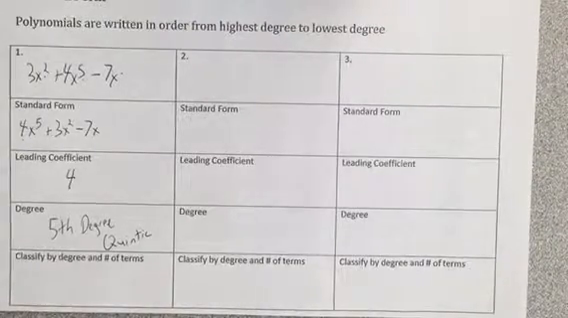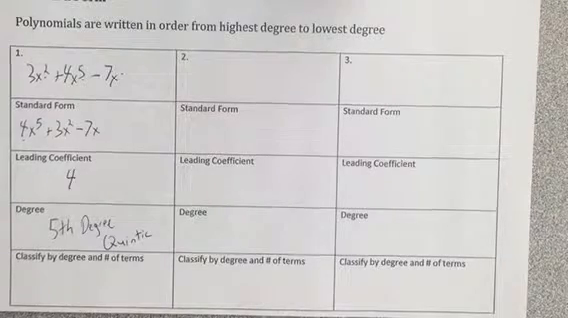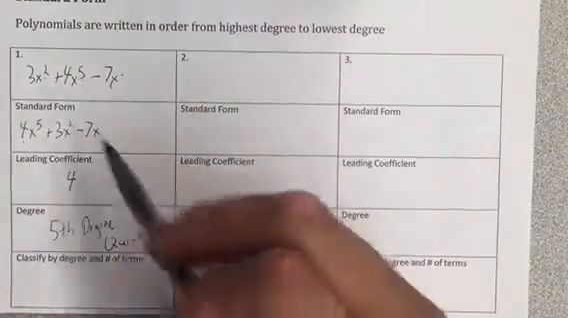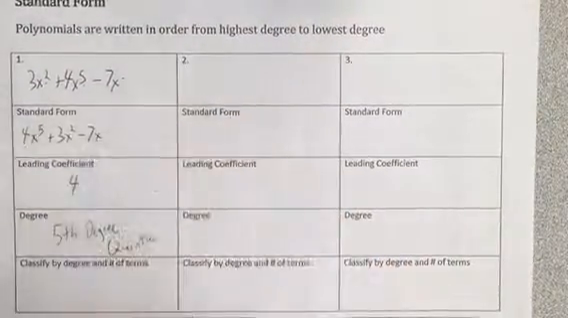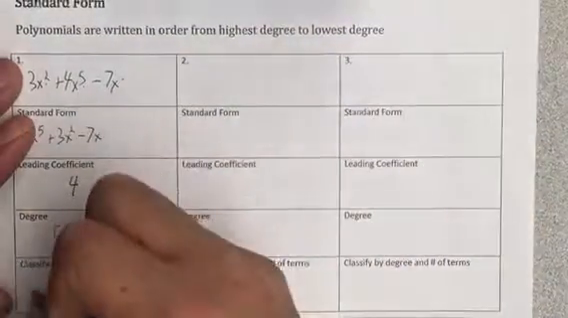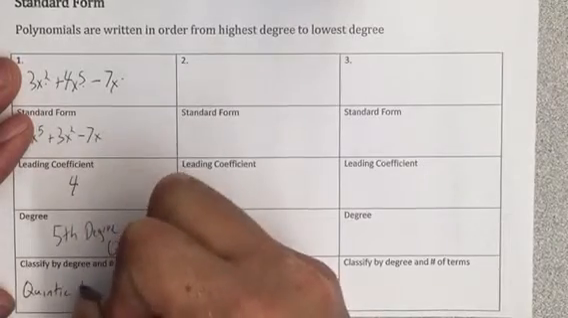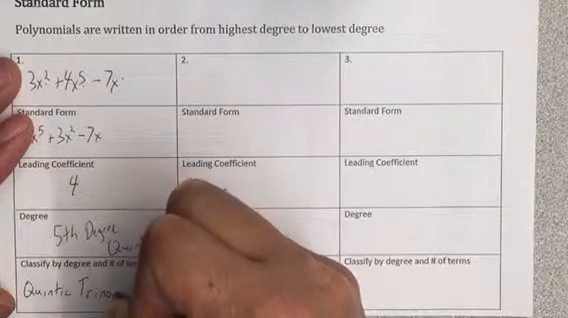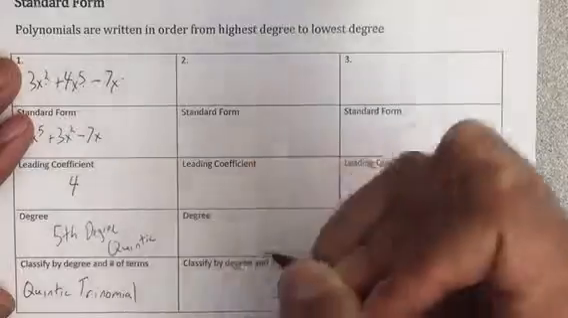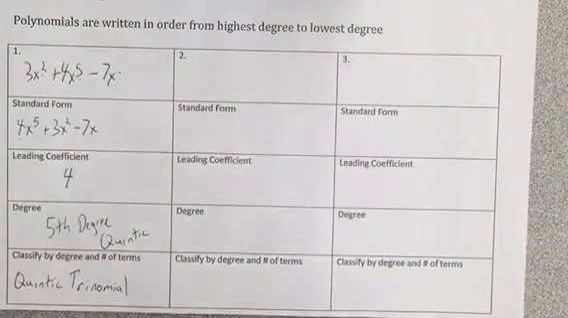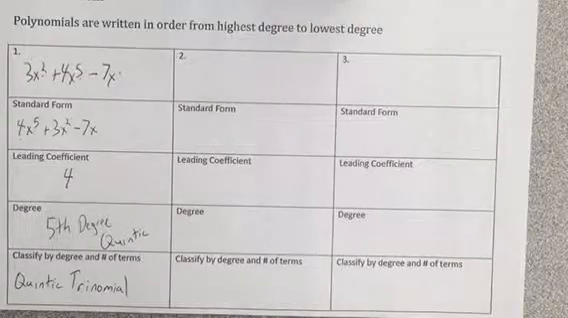And then finally, we have to classify it by degree and number of terms. This is what we were doing on the bottom of the front page. So we said it's a 5th degree, which means it's quintic, and there are 1, 2, 3 terms, which means it's a trinomial. So this is going to be a quintic trinomial. Okay. So these are some other things you'll be asked to do on your homework and on the quiz.